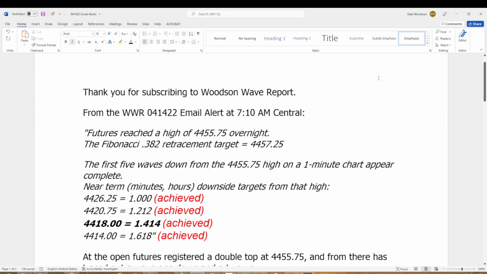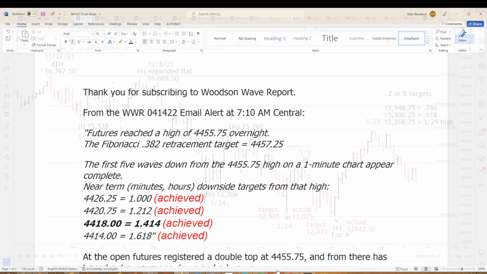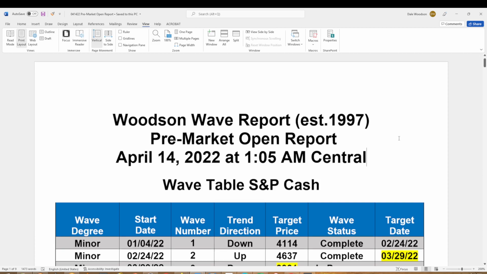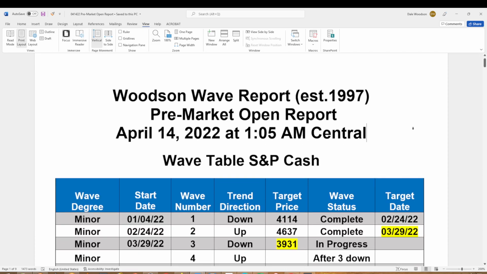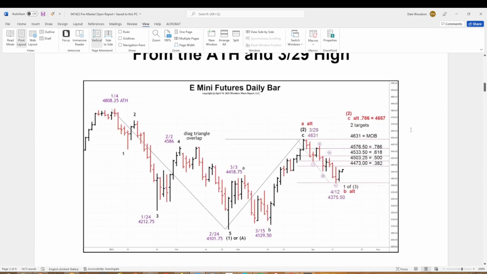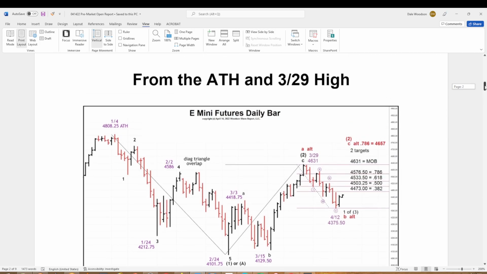We want to get into the pre-market open report first. Okay. Put out a pre-market open at 1:05 a.m. Central today. Yes, all hours of the night and all hours of the day we'll put things out. That might be the latest or the earliest, depending on when you go to bed.